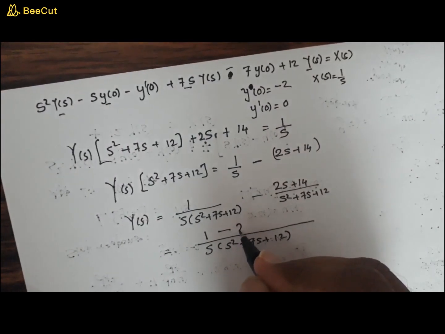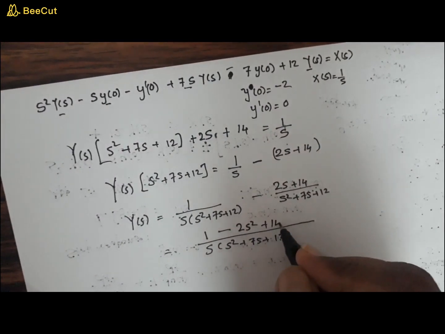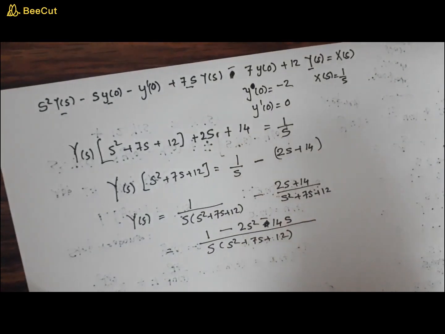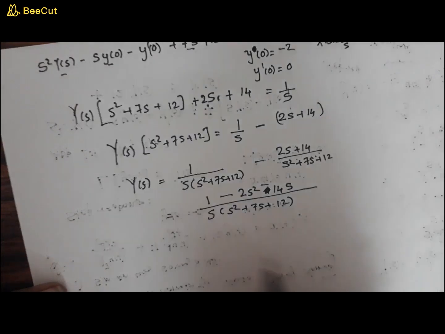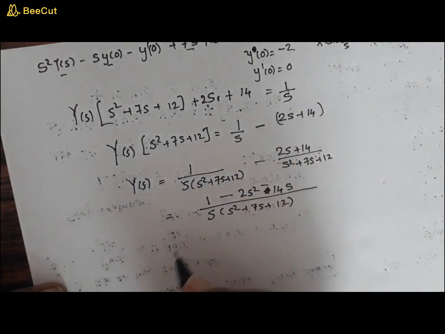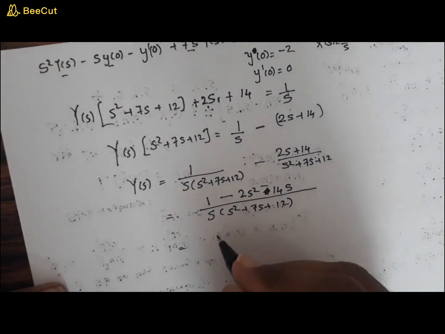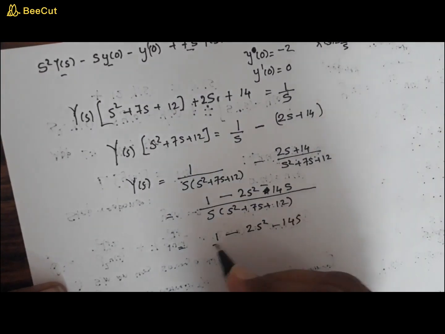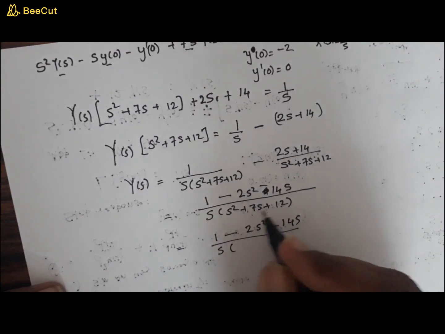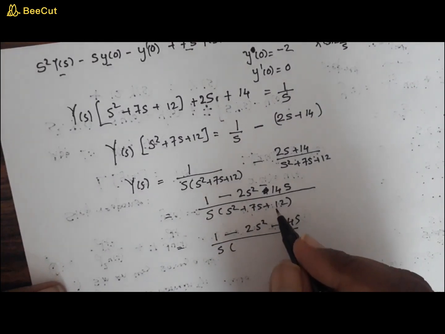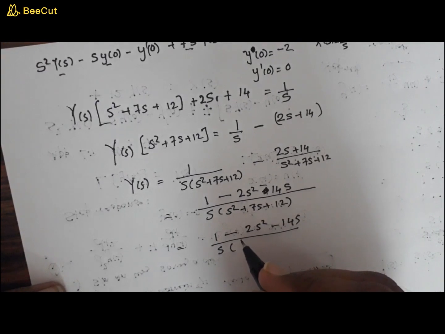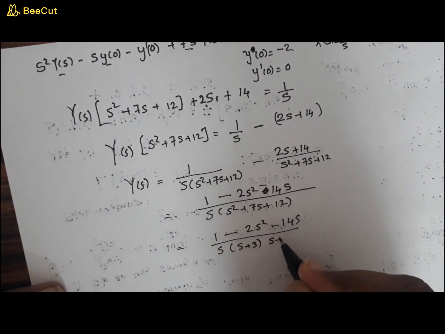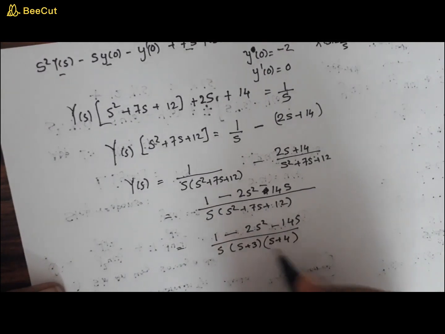So this will be minus 2s square plus 14, it is not plus, it is minus 14s, right? So this is 1 minus 2s square by, now you can have this one more step, 1 minus 2s square minus 14s divided by s into s square plus 7s plus 12, which is s plus 3 into s plus 4, s plus 3 into s plus 4.